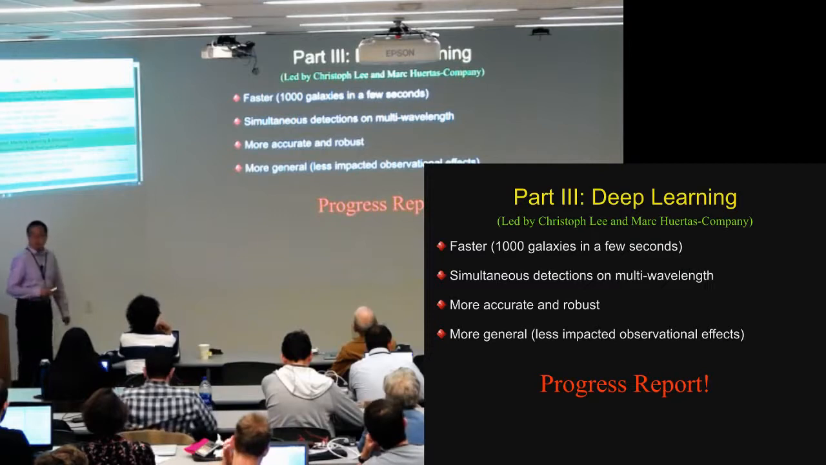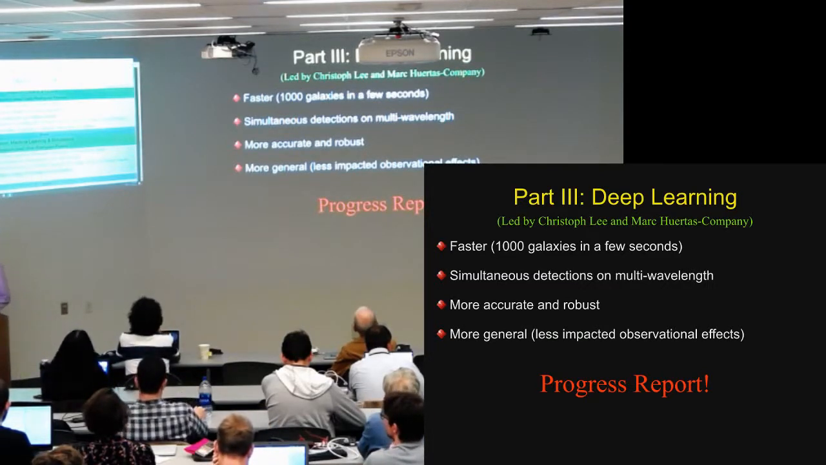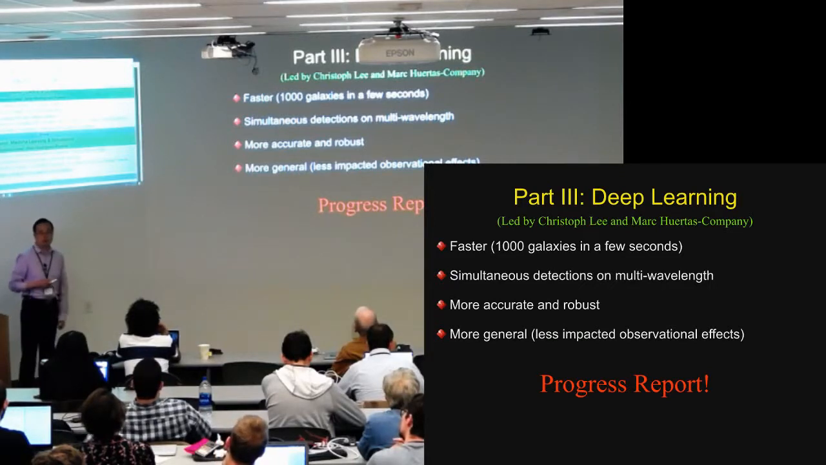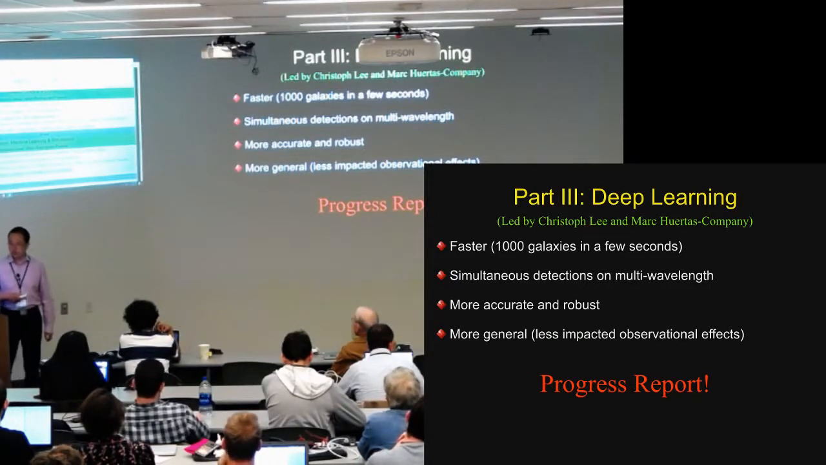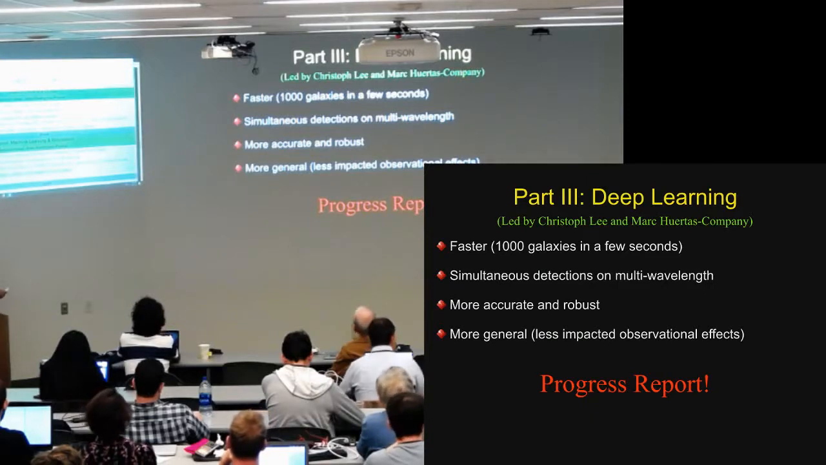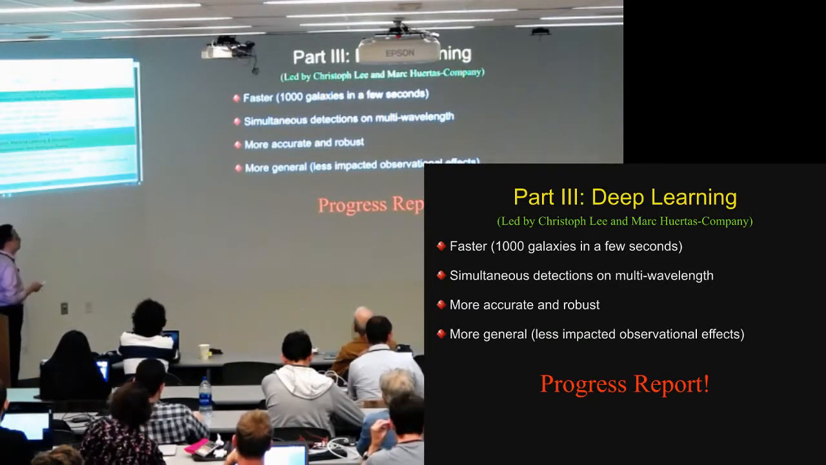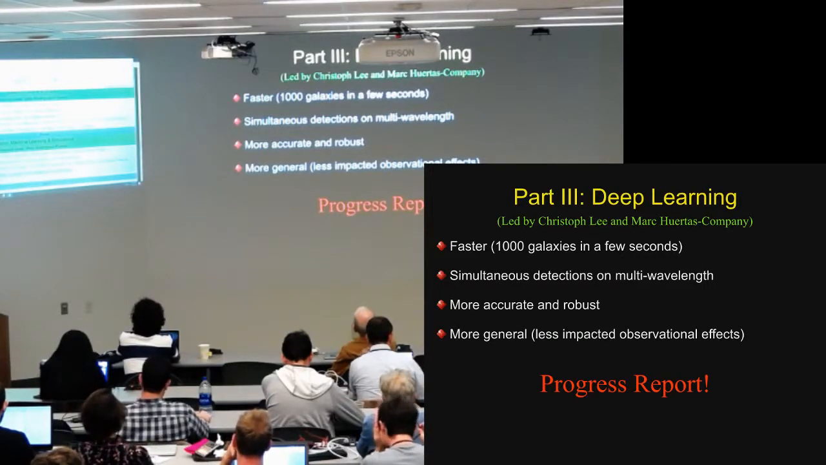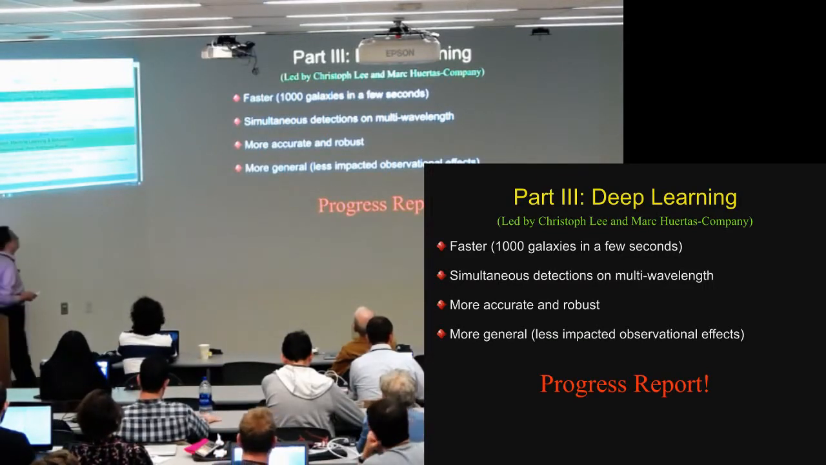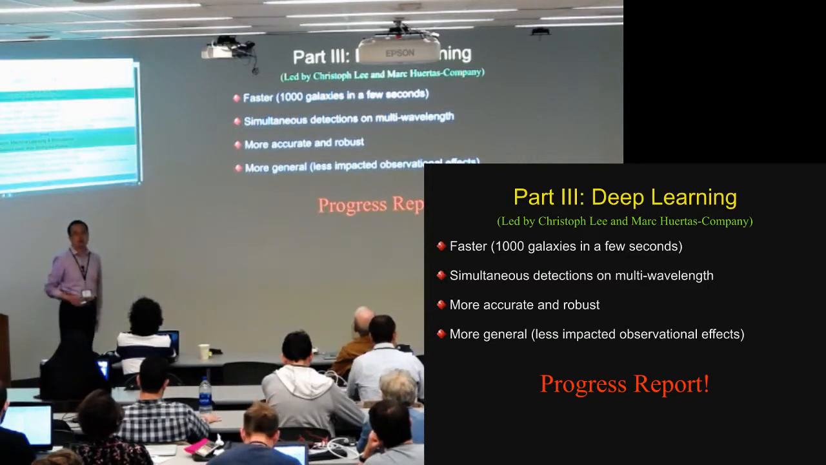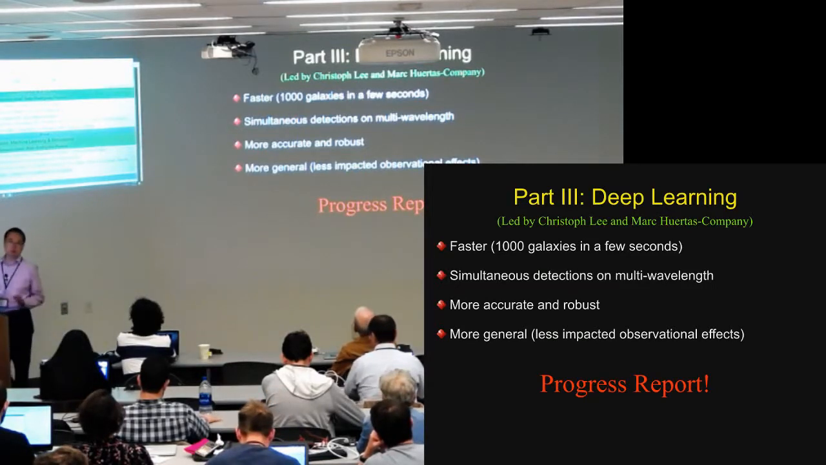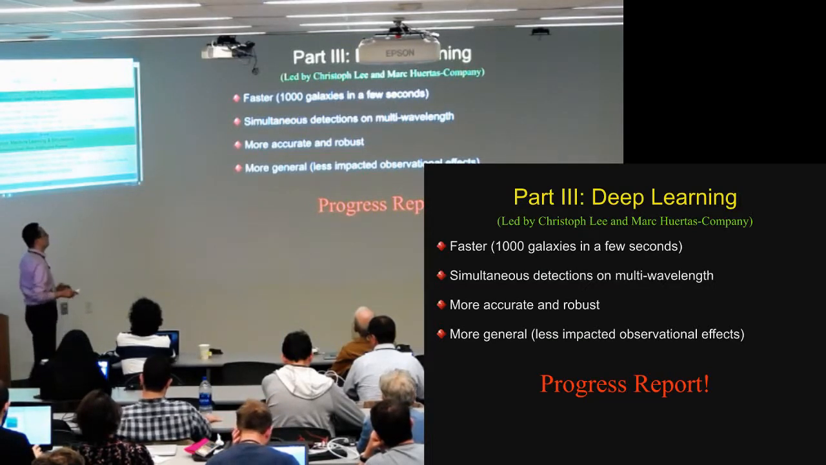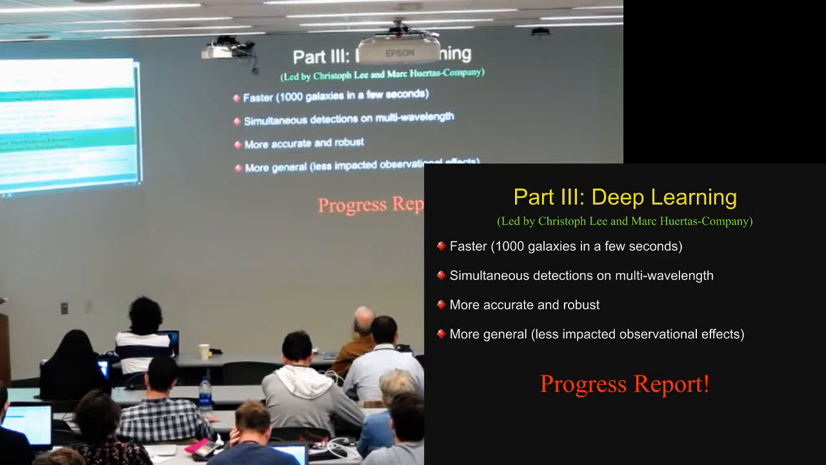Okay, now I'm moving to the third part, which is deep learning. This part is actually led by Christoph Lee, an undergraduate student of Joe Primack, and Mark Huertas-Company is also playing a major role in this part. So why do we need deep learning? We really want to push the capability of deep learning to clumps, to those faint and small noisy objects, to test what is the maximum power of deep learning.